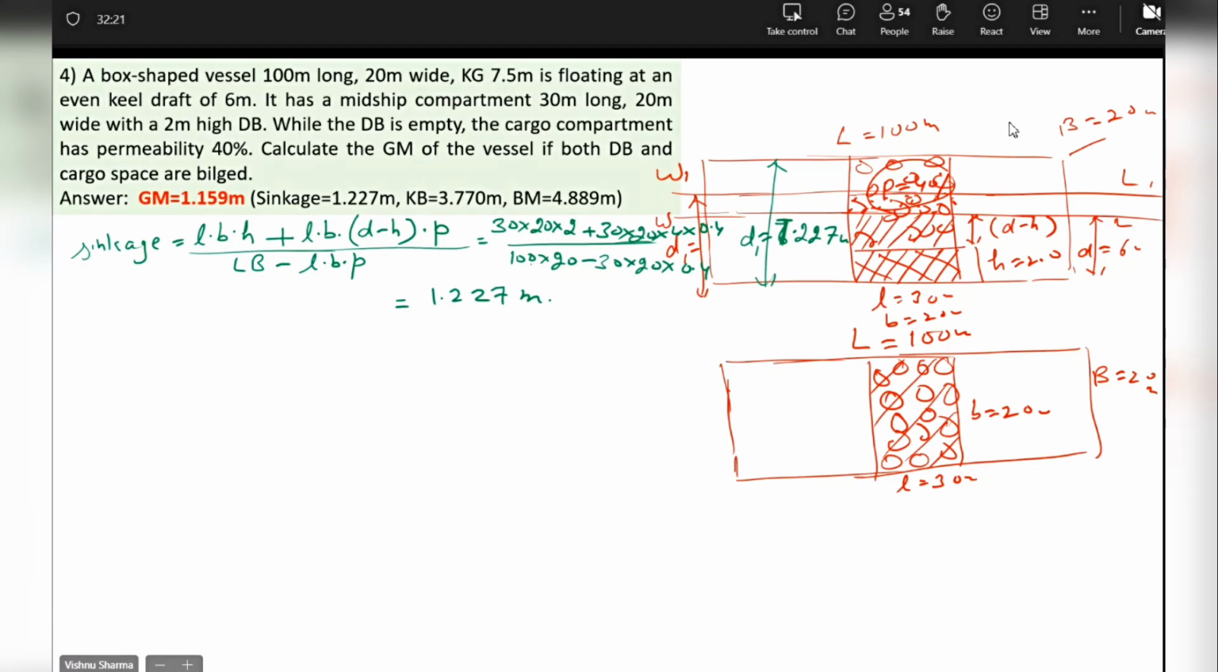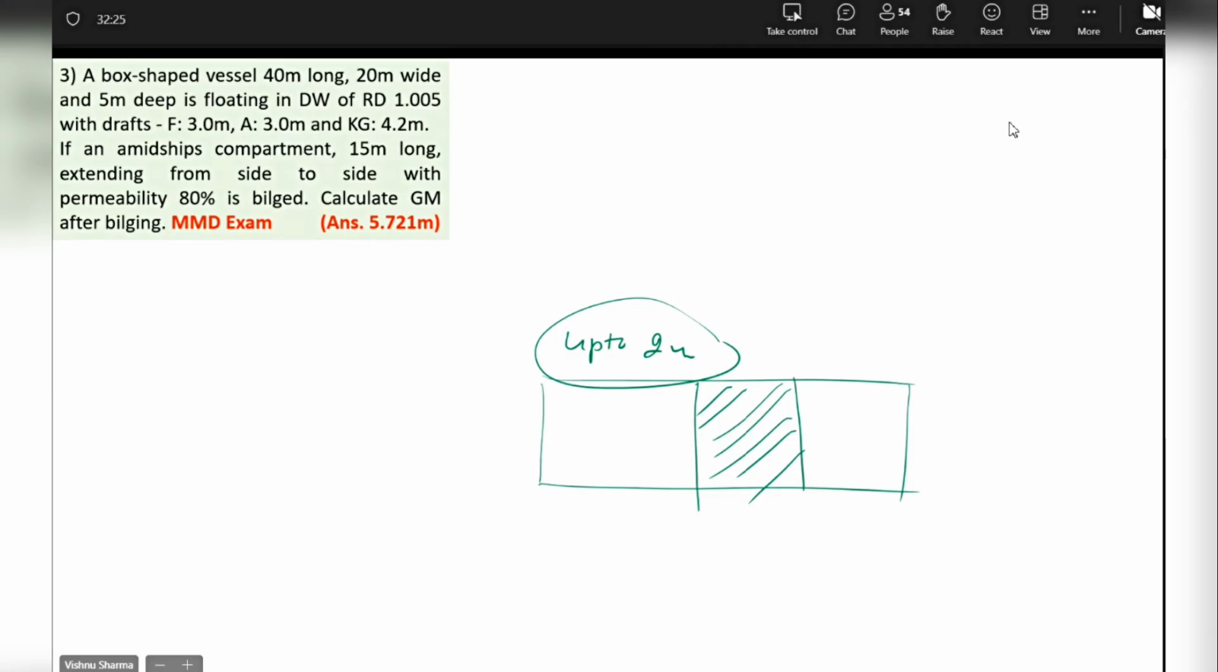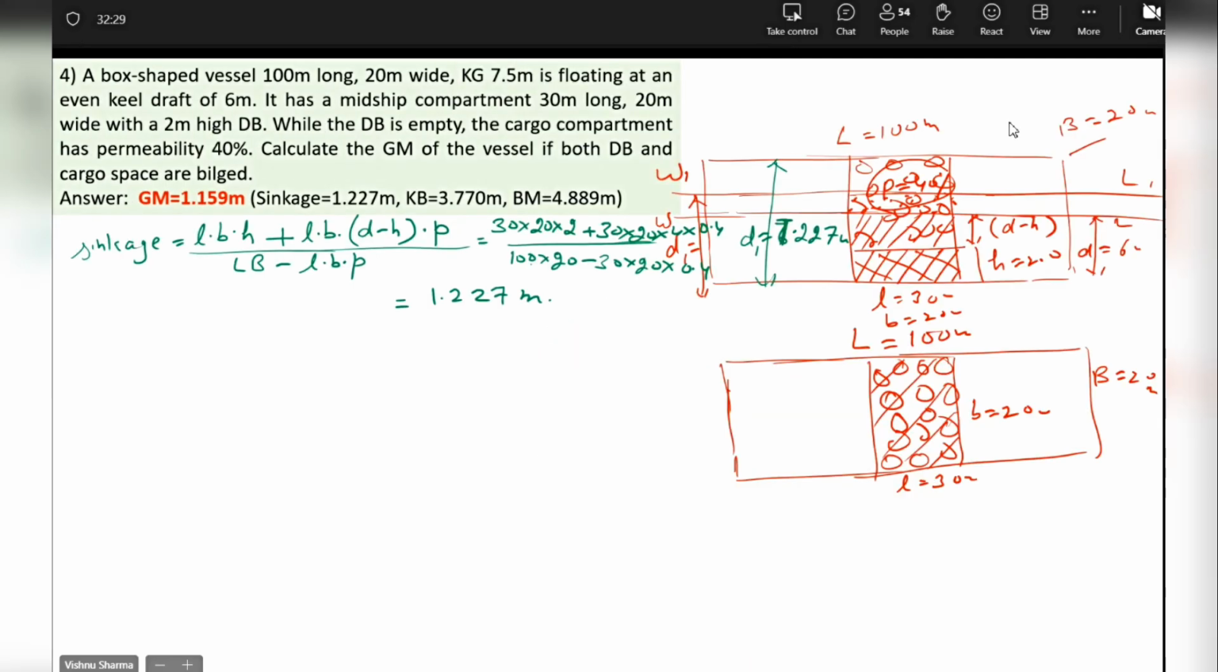AB party, do you agree that the water plane changes at 2 meters? Yes or no? Yes. Up to 2 meters, full buoyancy is lost. Above 2 meters, only partial loss. Yes or no? Yes, sir. So therefore, it cannot be calculated by d1 by 2. It has to be calculated by moments. Okay. Let's calculate it by moments.